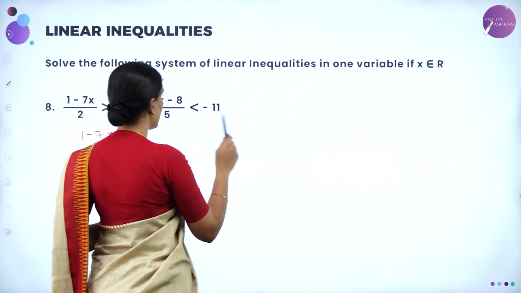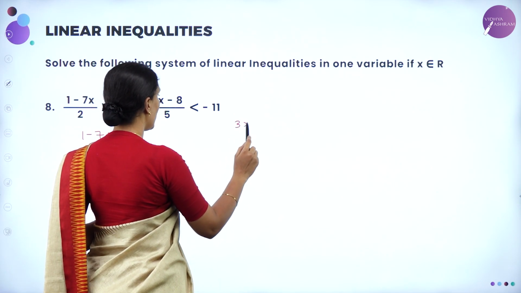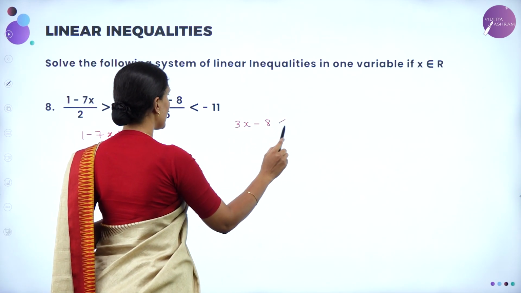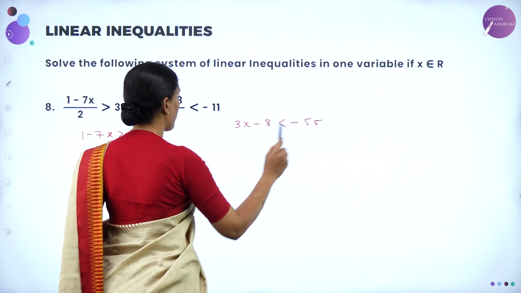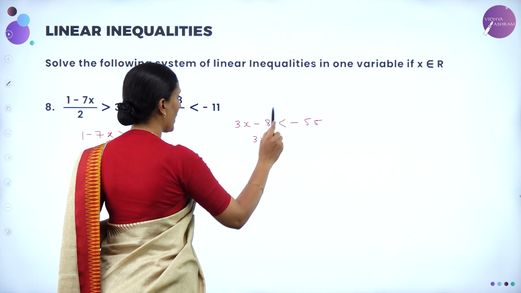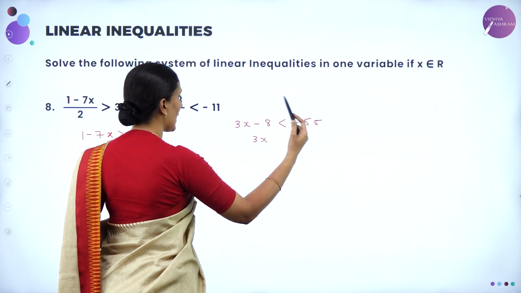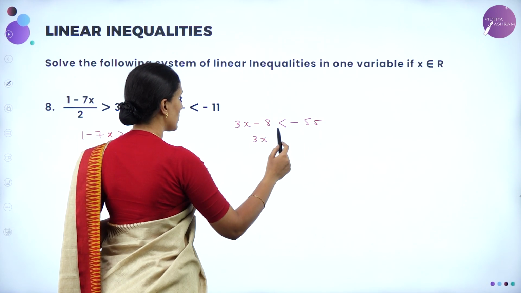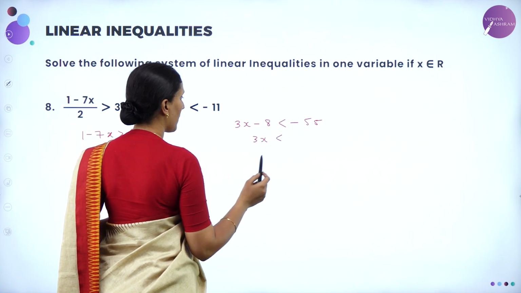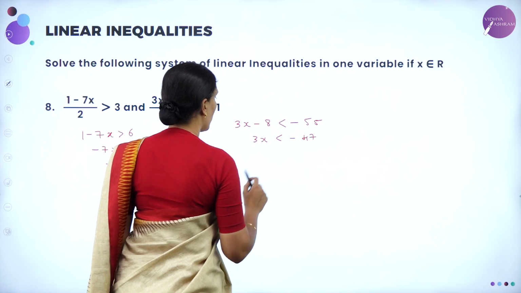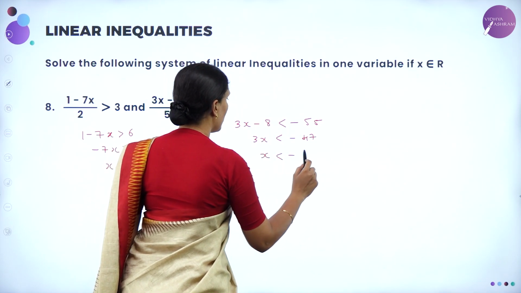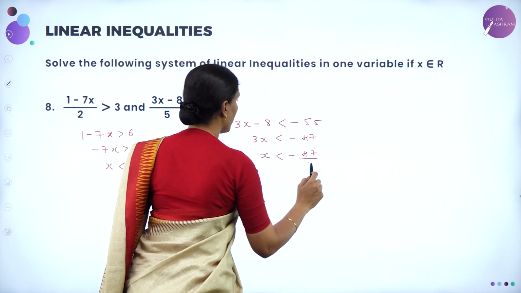Now, let's solve this inequality. So, we have 3x minus 8 less than minus 55. Now, to remove minus 8, I'll add plus 8 on both sides. So then this is less than minus 47. So x is less than minus 47 divided by 3.